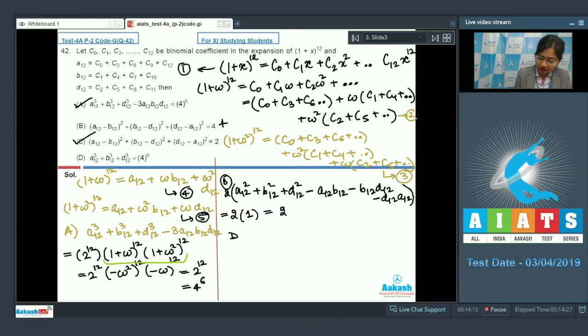Now similarly take up option number D, which says that we have to find the value of A12 cube plus B12 cube plus D12 cube, as we have already solved option number A. If option D would have been correct, then according to them the value of A12, B12, D12 will be equal to 0, which is not the case. So option number D is also incorrect. So this question has answer option number A and C.